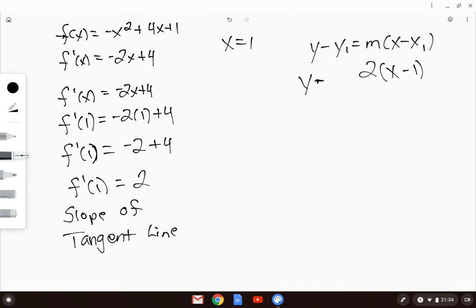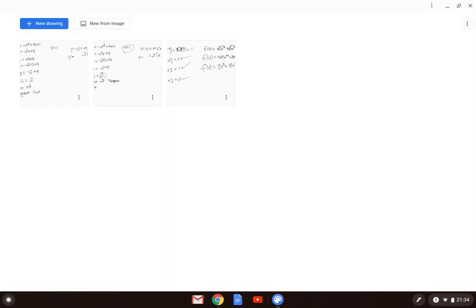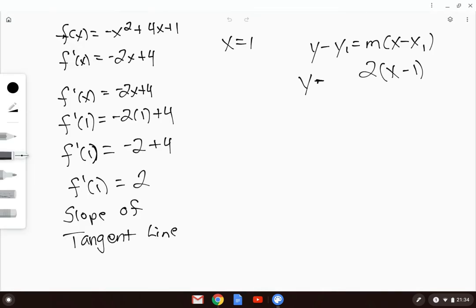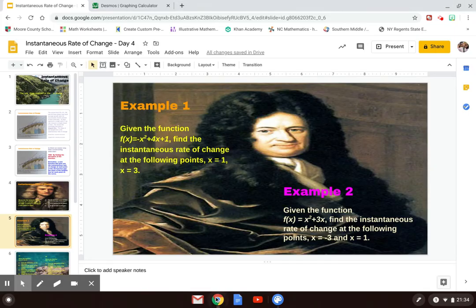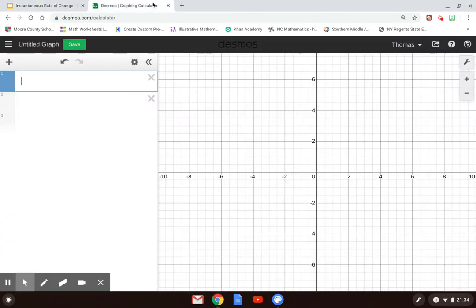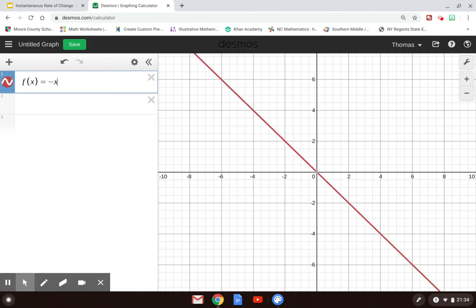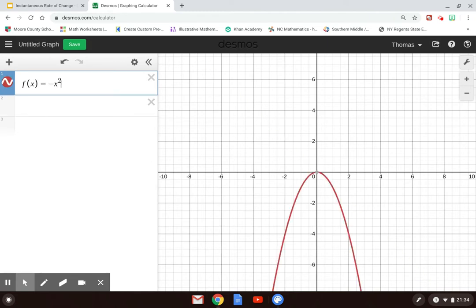So one way that I can do that is if I go to Desmos, and if I graph my function on Desmos, if I come over here and graph f of x equals negative x squared plus 4x plus 1.